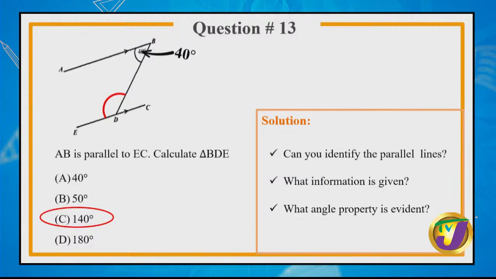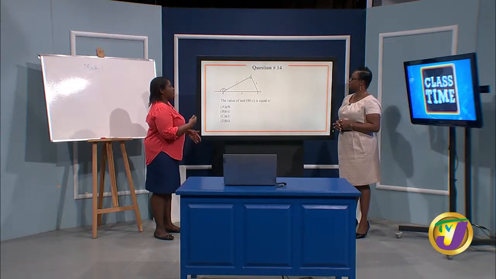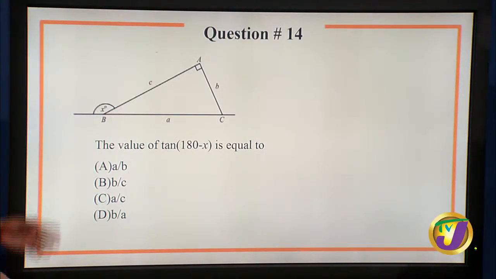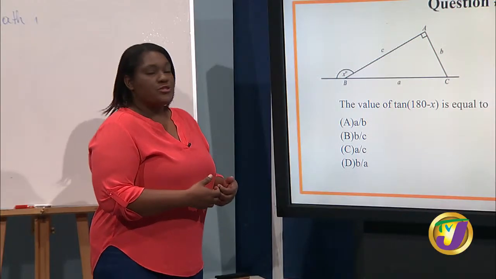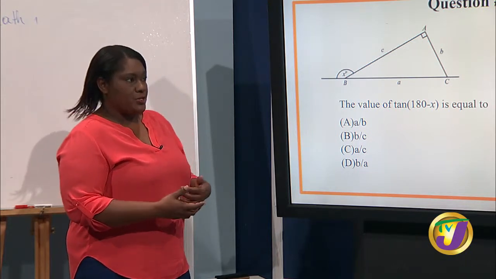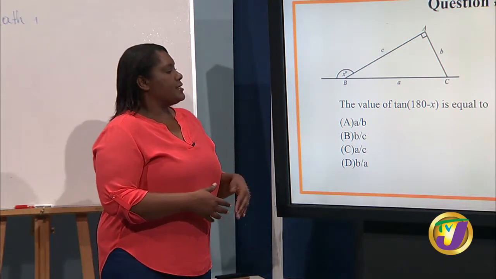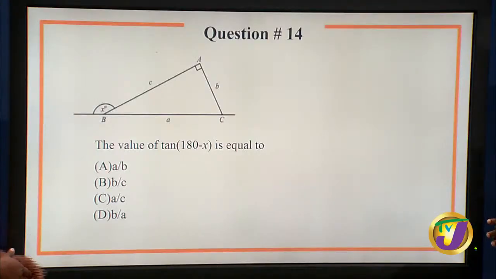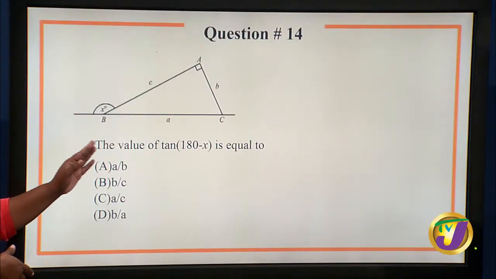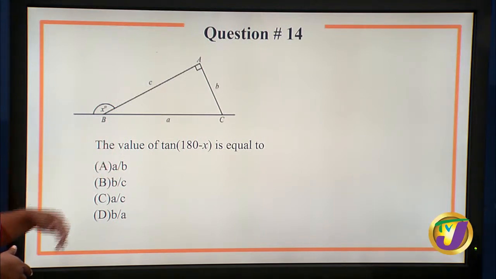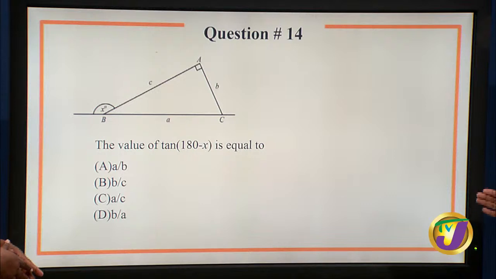And so we come back to question 14. On the multiple choice, if you notice, a lot of work is being done with the right angle triangle in relation to trigonometrical ratios, right? So in this case, they give us the diagram and ask for the value of tan of 180 subtracting x. We are only given x on the diagram.